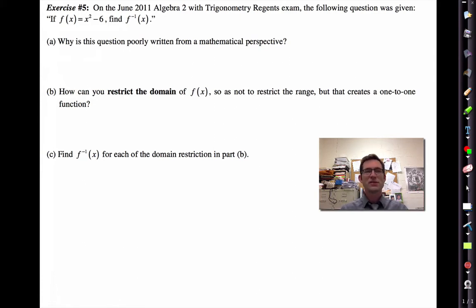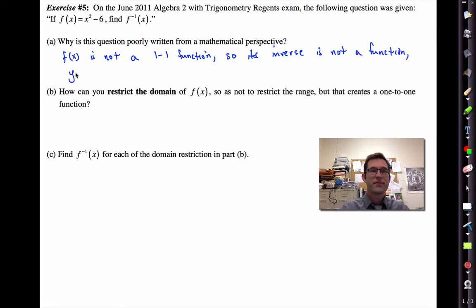If f of x equals x squared minus 6, find f inverse of x. Letter A asks, why is this question poorly written from a mathematical perspective? Think about that. You're actually critiquing the question. Pause the video now and think about it. All right. Well, it's a poor question because f of x is not a one-to-one function. So its inverse is not a function.